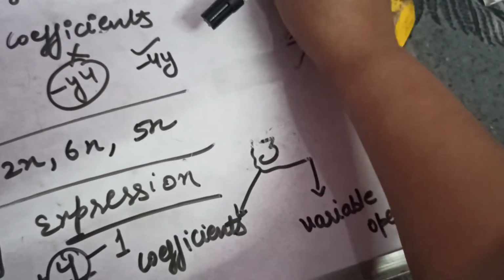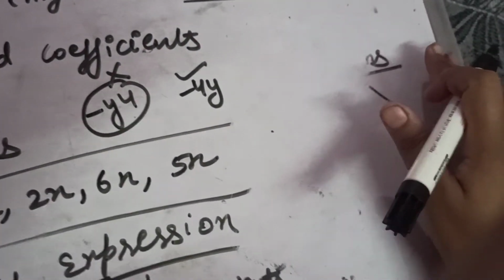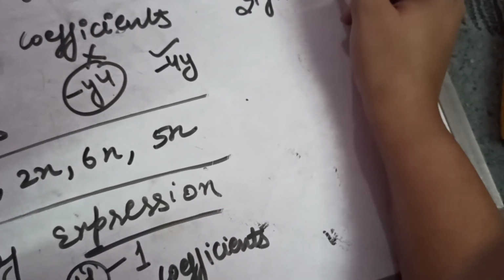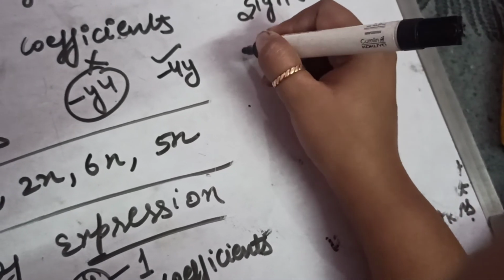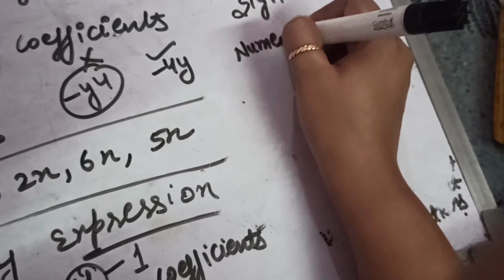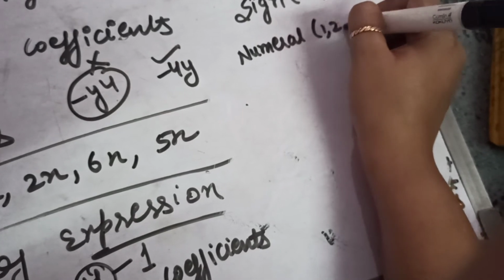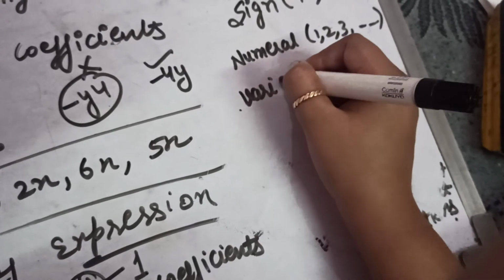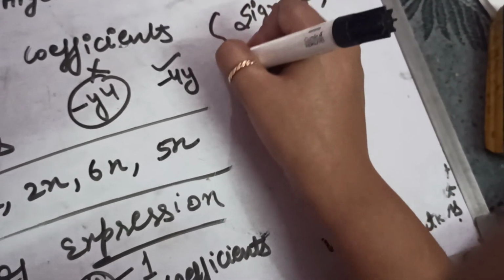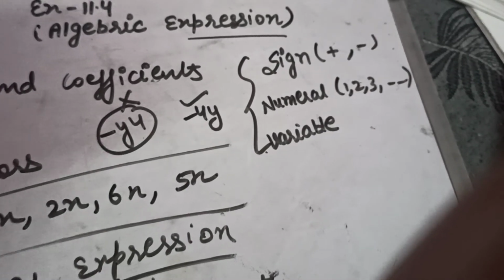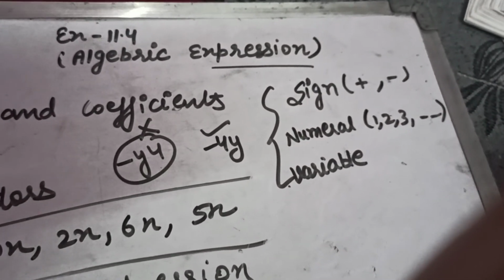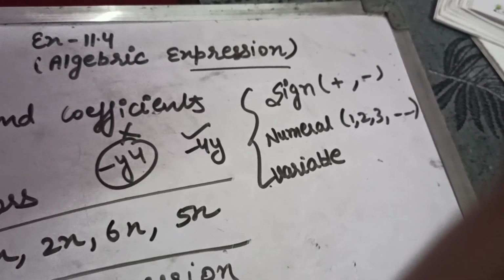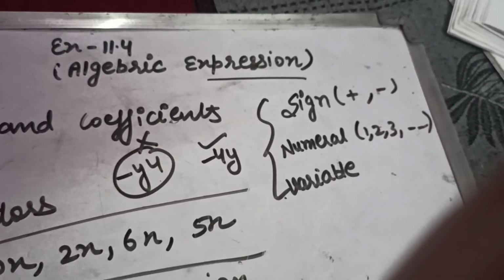So by this, the way to write the expression is, firstly the sign, plus or minus, then the numeral, means 1, 2, 3, 4, whatever, and after that the variable. Clear, students? These are the three forms. First you will write the sign, then the numeral, and then the variable x, y, z, whatever is given in the question.